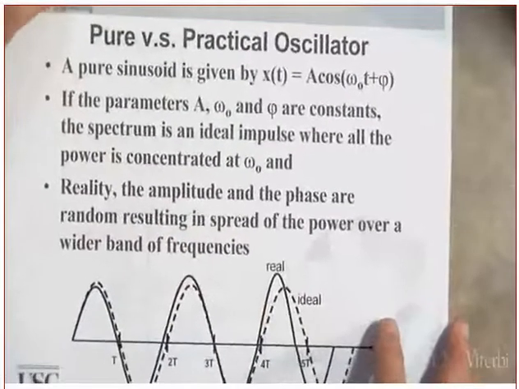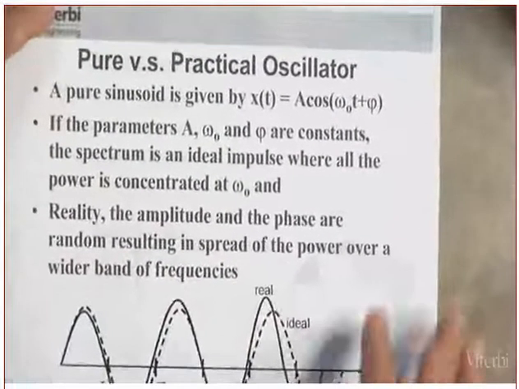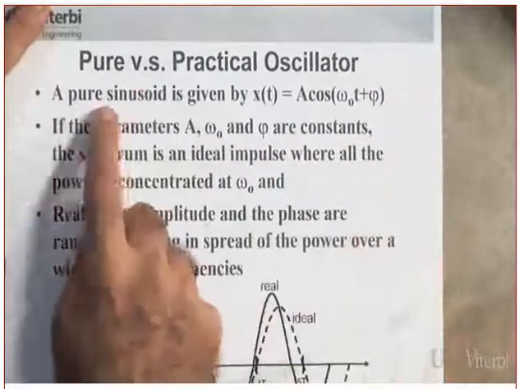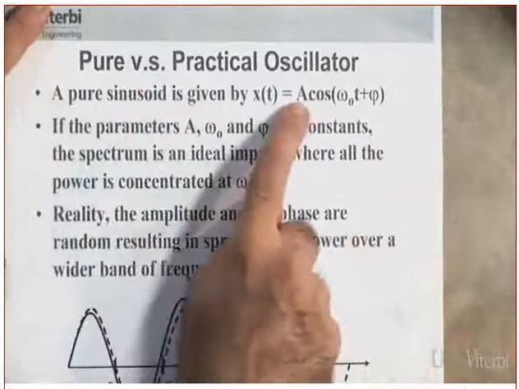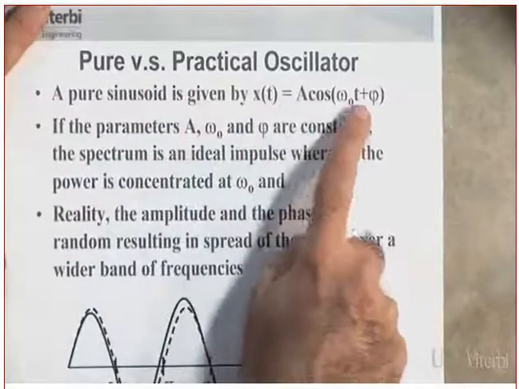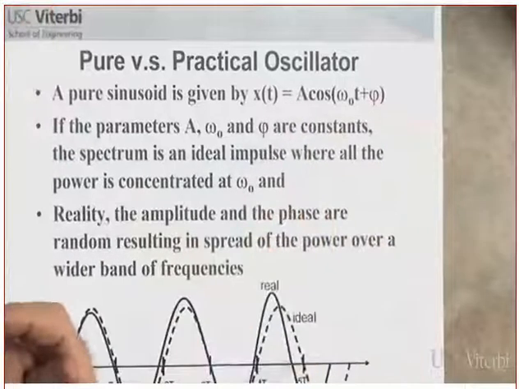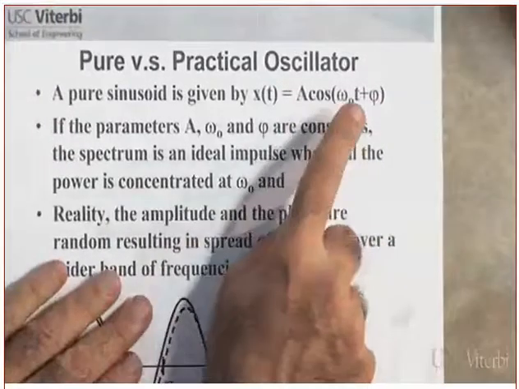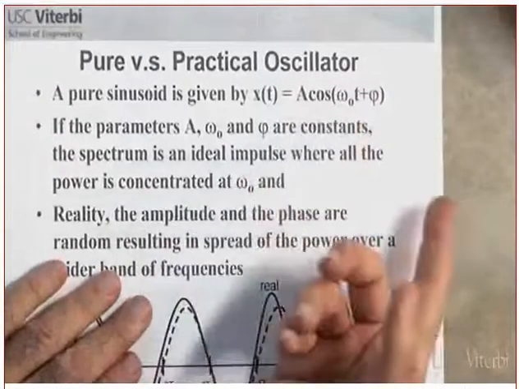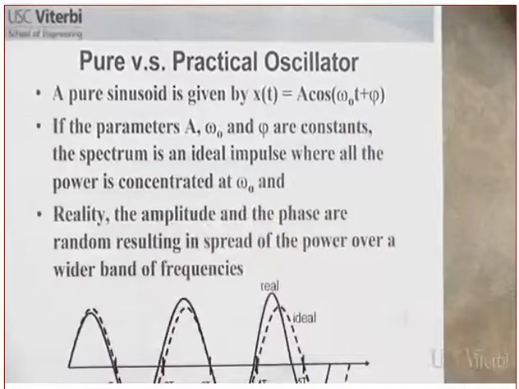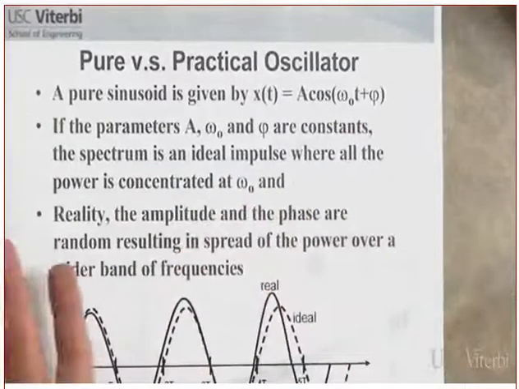Let's look, first of all, at a sinusoidal oscillator. How do you model it mathematically? A pure sinusoid is modeled as what? A cosine omega naught t plus what? Theta. Answer me the following question. Is the amplitude fixed? Is omega fixed? And omega naught is fixed. Is the theta fixed? Theta is fixed. Everything is fixed. Do we agree?